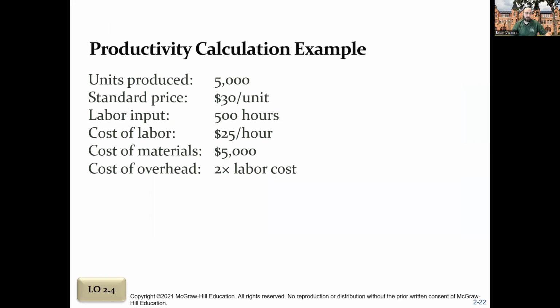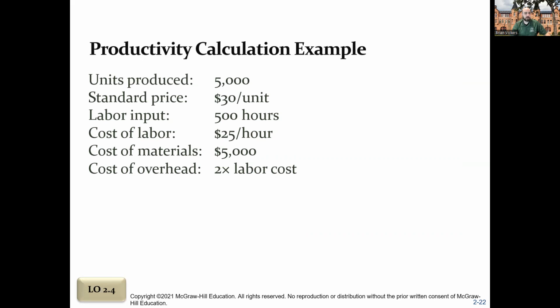Here's an example of productivity, and this is a multi-factor case. We produce 5,000 units at a cost of $30 per unit. Price is not cost; price is how much we're selling it at. It looks to be the standard price. Actually, that's going to be the material cost, right? No, cost per materials. There we go, 5,000. So the price isn't important in this one. We make 5,000 units, with 500 hours of labor at $25 per hour.